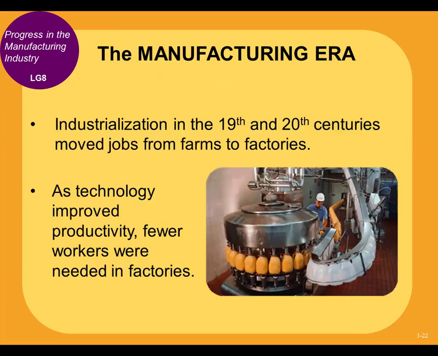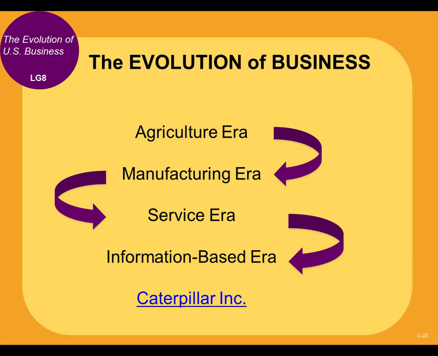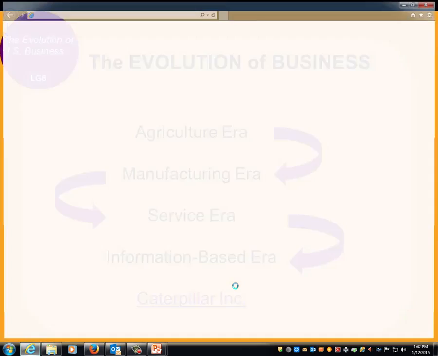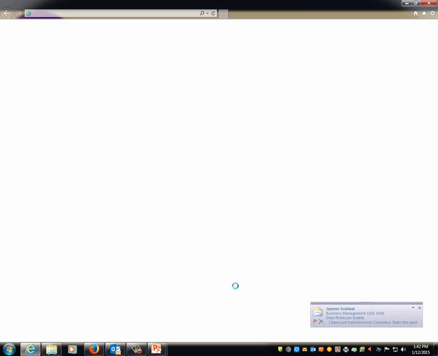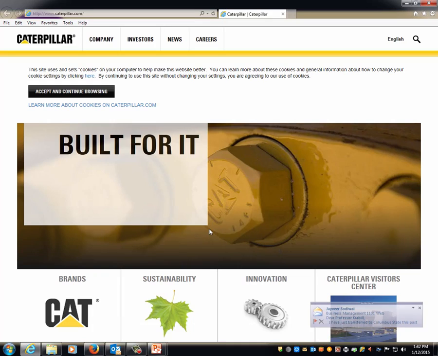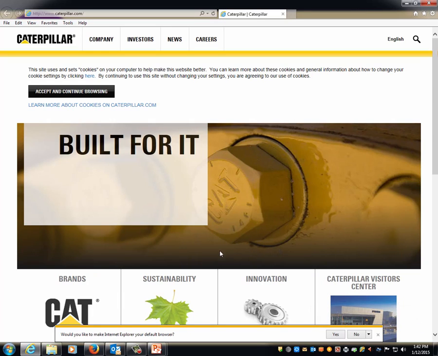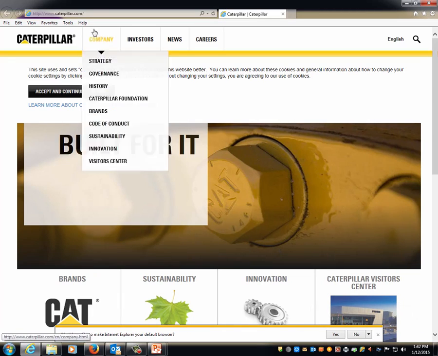So let's go back real quickly to Caterpillar, right? So we're going to open this up, and if you open up any of the revised copies of the PowerPoint that I provide to you, you will be able to see these as well. You'll be able to go out to the links as well. So let's just look really quickly at what Caterpillar has been about.